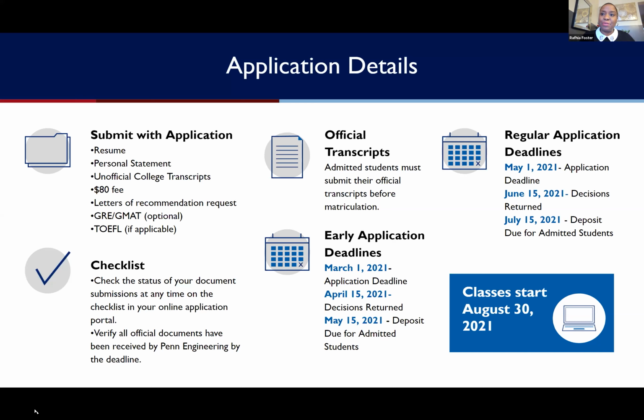So you have 2 letters of recommendation. They can be from academic references. They can be from people that you work with, people that have supervised you in the past. There's an optional 3rd recommendation that you also have the option to add to supplement your application. We do accept the GRE and the GMAT. That is optional, but if you'd like to include that as a way to supplement your quantitative skills, you're able to do that as well.